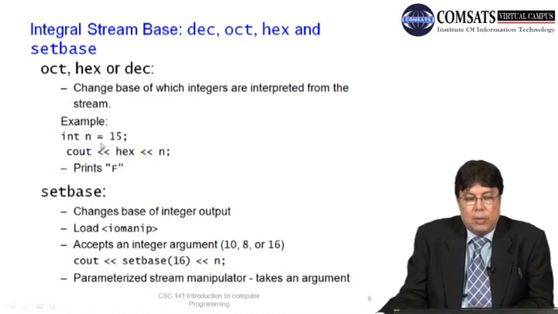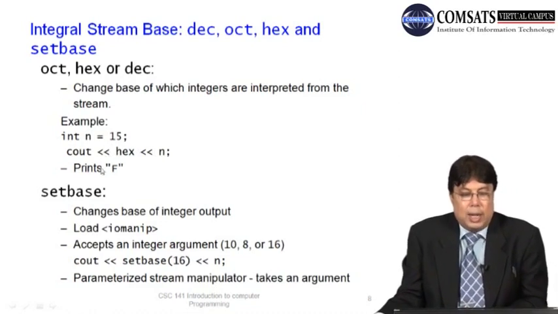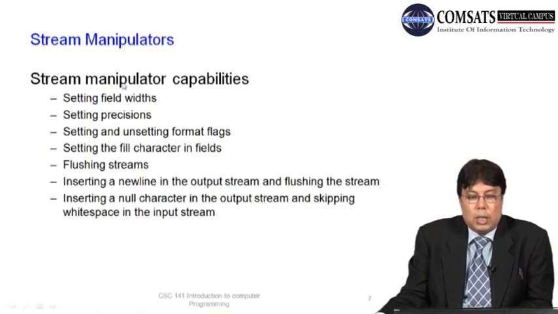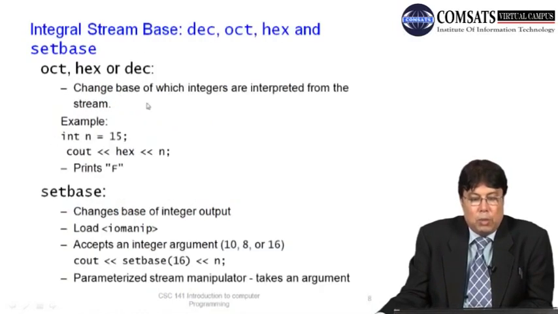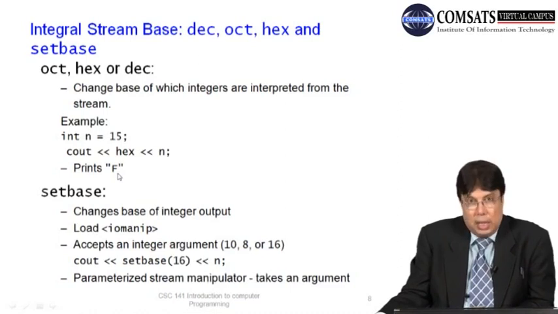\n. So this n will not print as 15. Why? Because you have used the manipulator capabilities with cout, and with these you can set the base. The base could be decimal, octal, or hexadecimal. Since you have set hexadecimal, decimal 15 in hexadecimal is F. A is 10, B is 11, C is 12, D is 13, E is 14, and F is 15. So 15 will be printed as F.